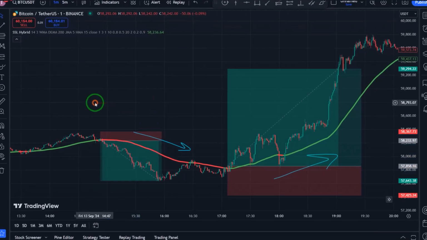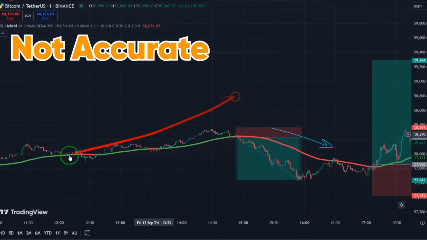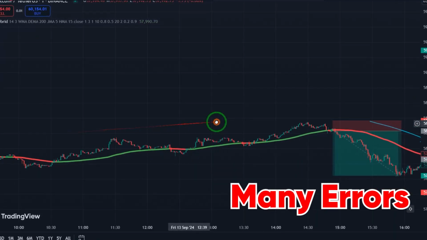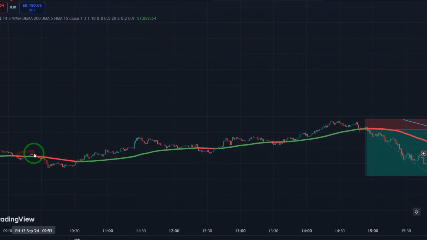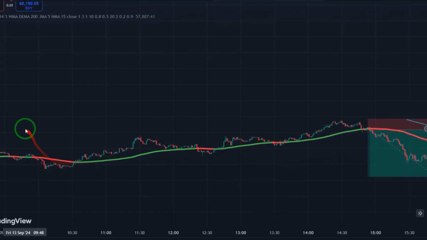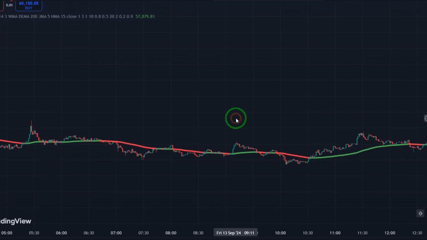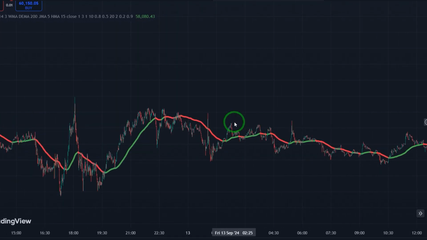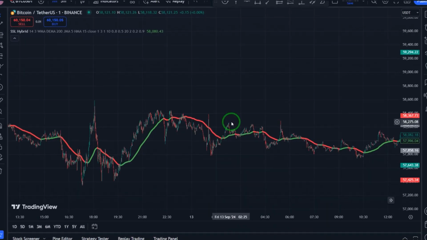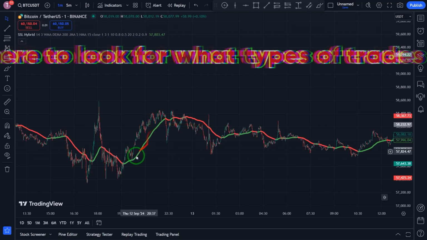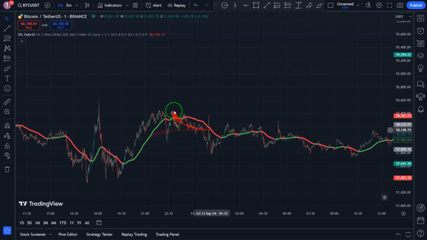However, I must tell you that this method is not accurate and has many errors that can put your balance at risk. So, I need to tell you that identifying the trend doesn't allow us to find an exact entry point for our trades. With this indicator, we can only understand where to look for what types of trades. To find entry points for trades, we need a second indicator.